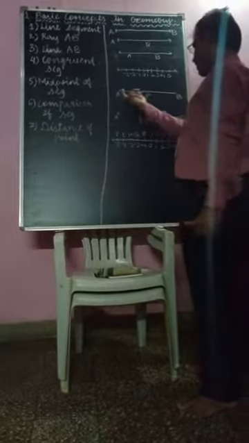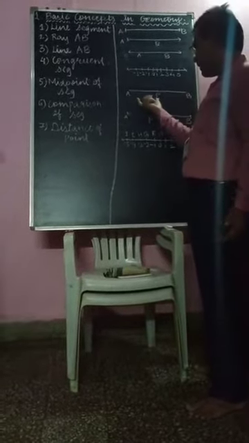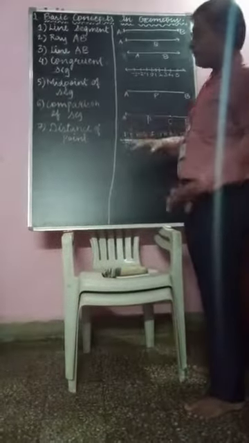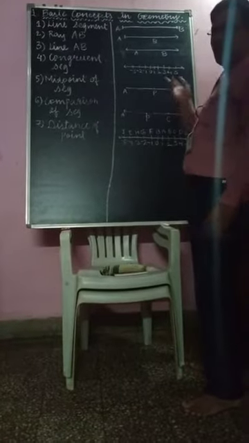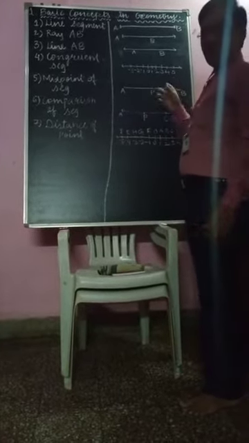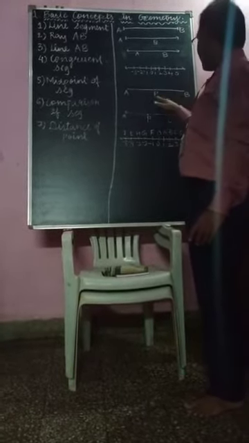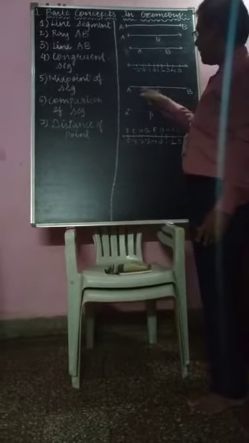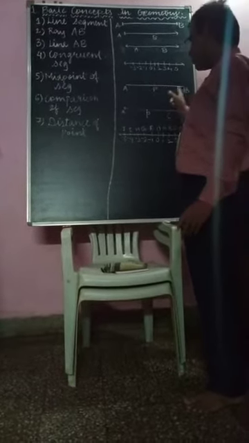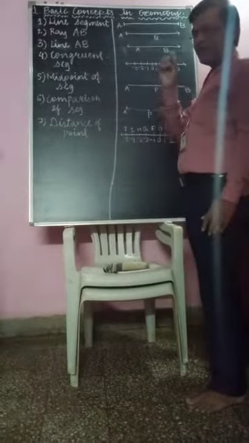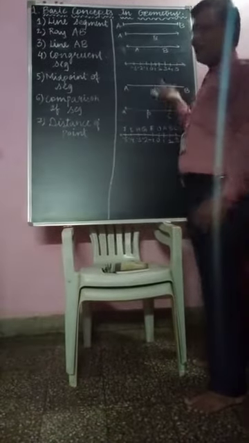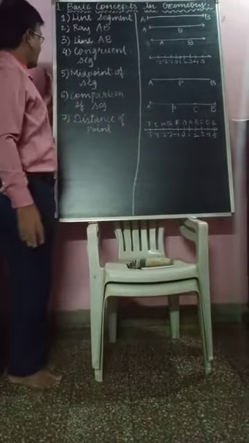If you want to find out the length of AB, then you can add AP plus PB. And if PB is given and you have to find out AB, then see, PB plus AP, it means PB into 2 is equal to AB. Means if you double the PB, you get the length of AB. Okay, this is the theory of midpoint.